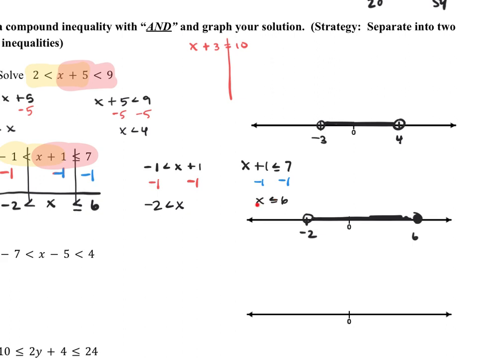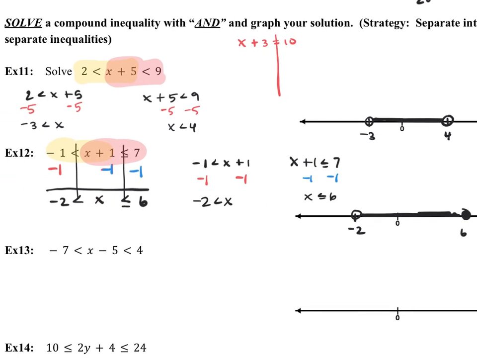So you can see how you're getting the same solution as over here, but I just solved it as two separate inequalities, which is a strategy. But hopefully you can see how on this one it has its own minus 1, and this one would have its own minus 1, which is why I drew it twice in the middle there.